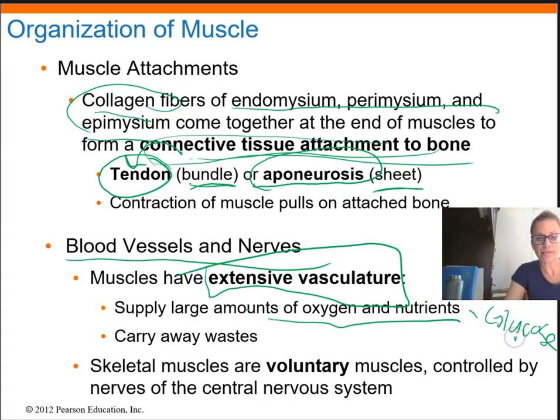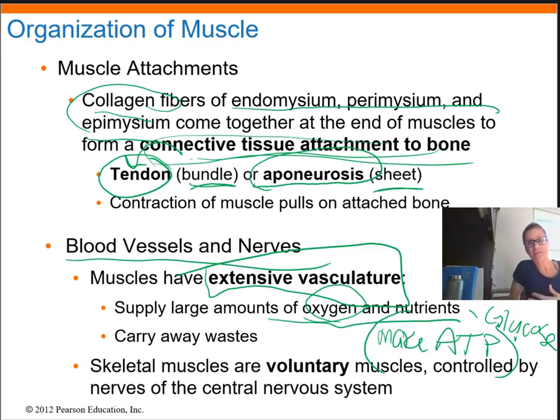Remember, glucose and oxygen are both needed in order to make ATP, cellular fuel. Remember, we said we can make ATP aerobically with oxygen and anaerobically without oxygen. But which way is more efficient? Which way do we make more ATP, or more fuel? Hopefully you said aerobically, with oxygen. So we need to give our muscles a lot of oxygen so that they can make a lot of ATP so that they can work.